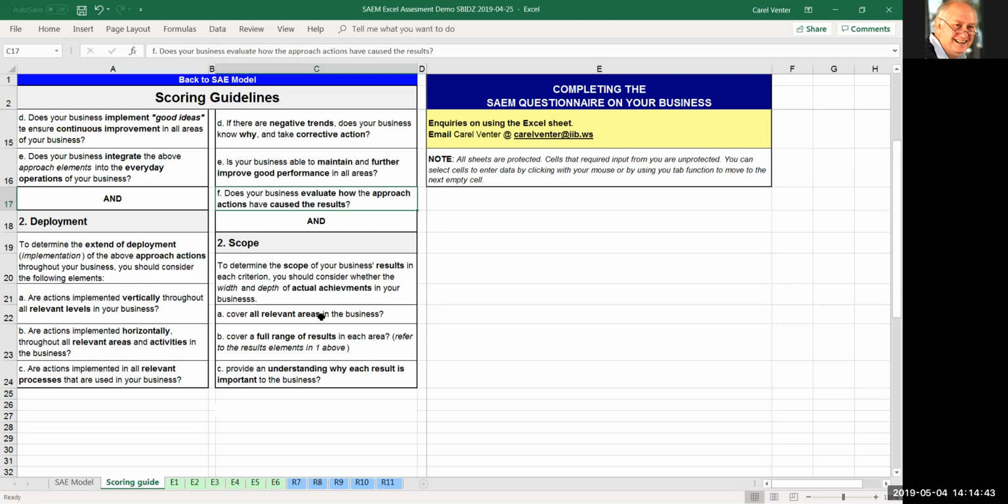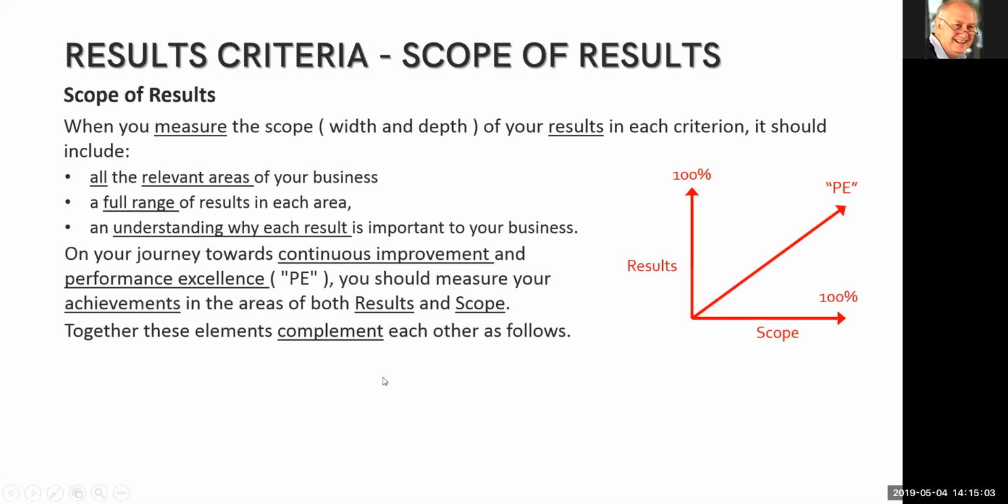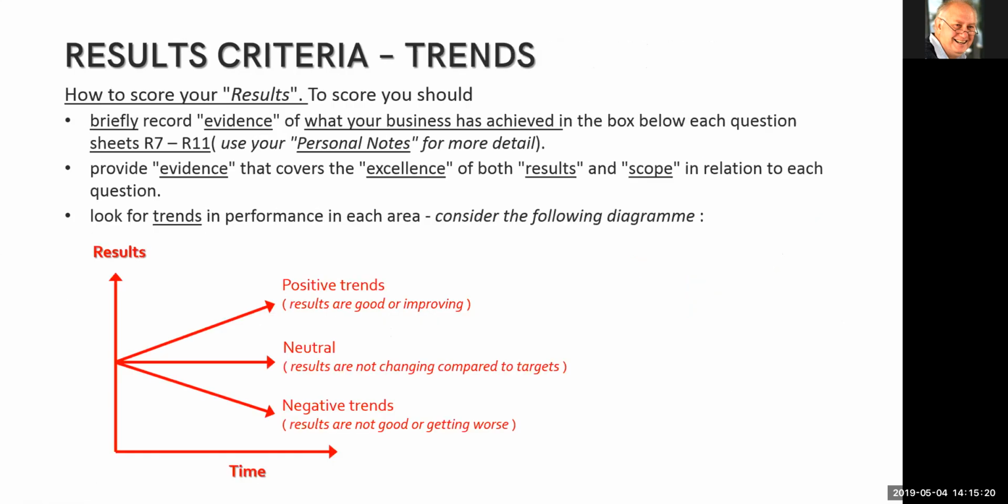But not only are the results there, but what is the scope? Are they covered in all areas of business? Cover a full range of results in each area, and understand why that result is important. So if we look at the results criteria, again, you see that relationship between the result and the scope. So it doesn't have to have a result just in one area, and it's not going through the whole business, so it's important.